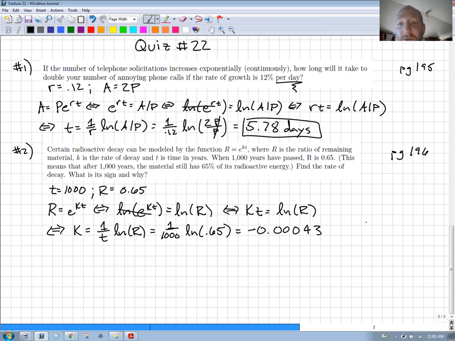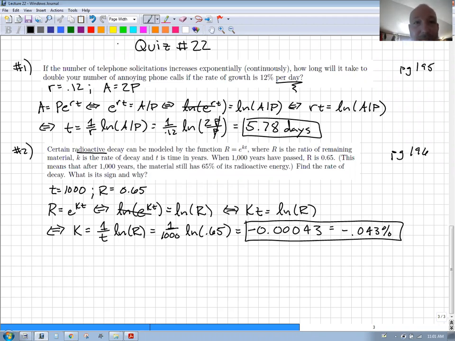All right, so percentage wise, this would be negative 0.043%. So the rate of decay here is really small, and it's negative. So why is it negative? Because it's decaying. Negative for decay.